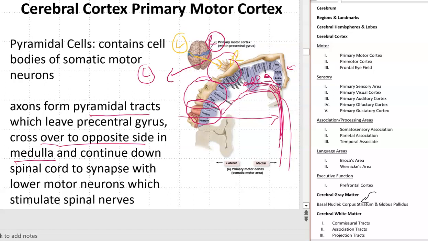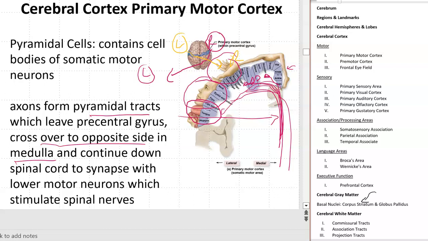So they're going to cross over, and they go all the way down to the spinal cord. And then they synapse in the spinal cord at whatever level that muscle is. So if it's going out to maybe your biceps brachii, it's going to synapse a lot higher in your cord than if it's trying to travel all the way down to your gastrocnemius muscle. And so these axons are going to go all the way down to the spinal cord, and they're going to synapse with the neurons.